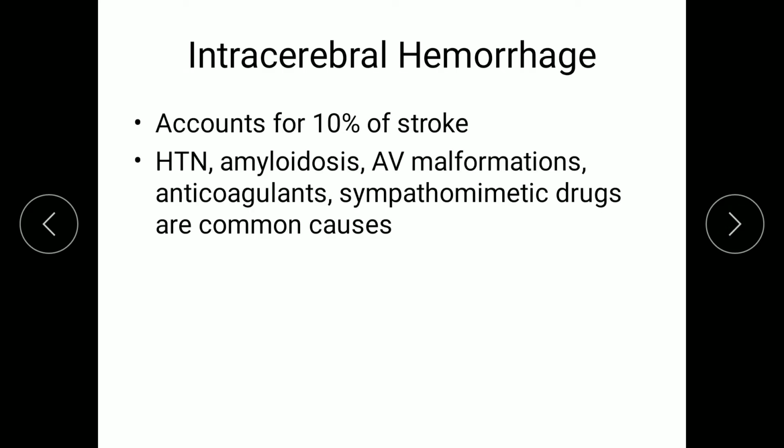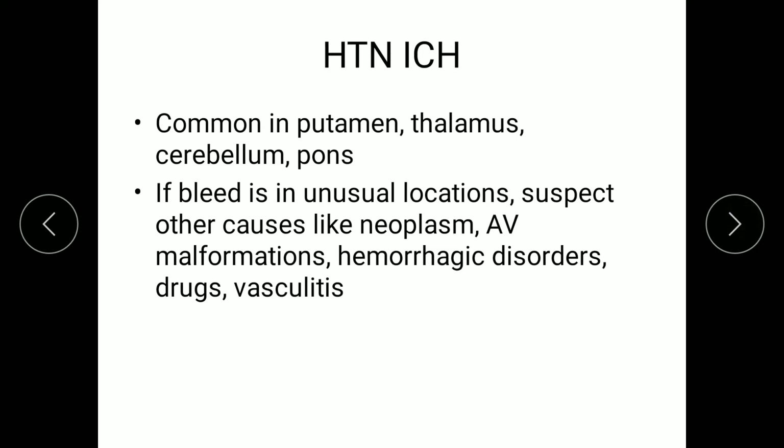Lastly, you can have the intracerebral hemorrhages. This accounts for 10% of the stroke. The common etiology are hypertension, cerebral amyloid angiopathy, AV malformations, anticoagulations used for cardiac problem like atrial fibrillation can predispose to ICH, and sympathomimetic drugs like oxymetazoline, xylometazoline, which are used as topical decongestants, are powerful vasoconstrictors which can increase the BP. These are the common causes for intracerebral hemorrhages.